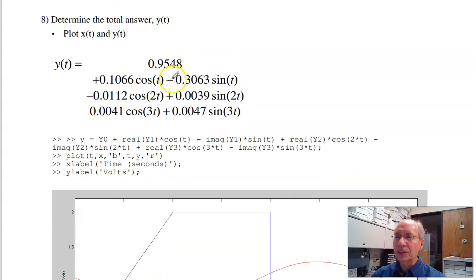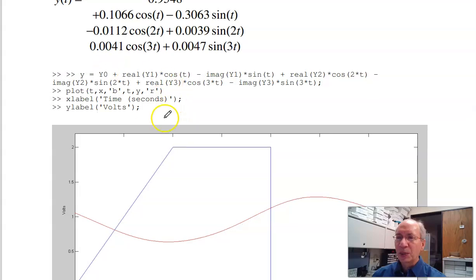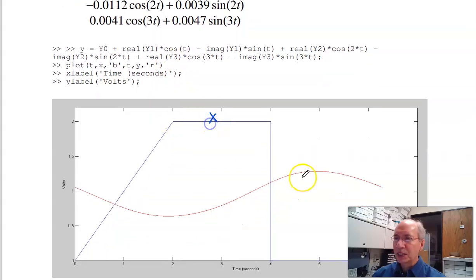So here's the total answer. DC plus 1 plus 2 plus 3. Plot them. Here's the input. There's the output. Now this is really the power of phasors and Fourier transforms. Given any periodic input, I can approximate it with a bunch of sine waves. I like sine waves. I know what to do with sine waves. With sine waves, I can use phasors. With phasors, the output is gain times input.